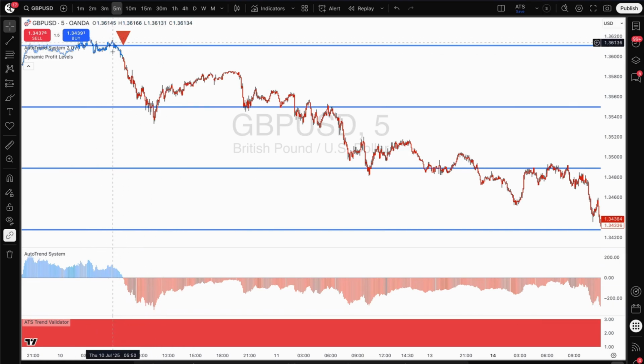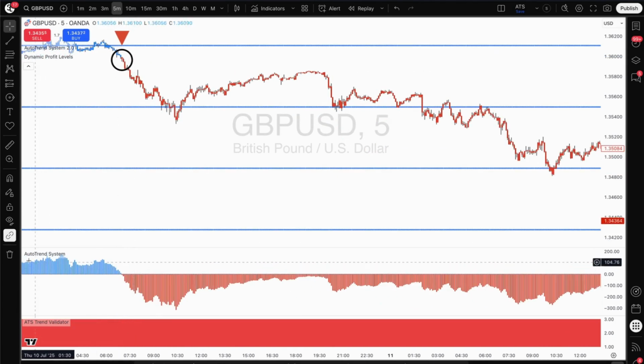So now it's exactly the opposite of what we've just seen with Robinhood, right? We're looking for shorts, so we want everything to go red. We got our short signal right here. That was our entry. We got the trend validator being red. You can also see the signal on the histogram version of the auto trend system here.